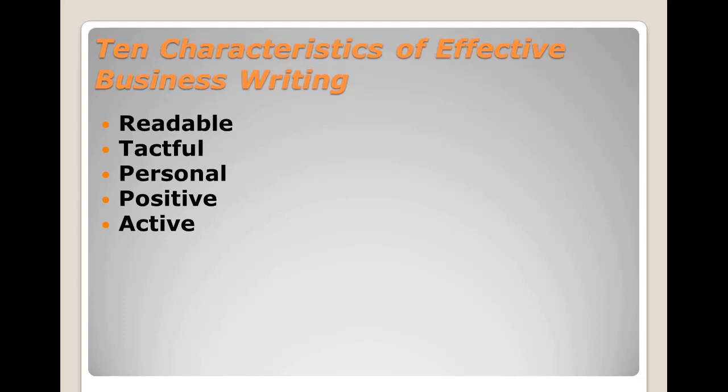Okay? So next, number 6, we have unified. Including only information related to the main message. Ensure all ideas in the document relate to the overall purpose. Eliminate unnecessary details. Clearly indicate how ideas within the sentences relate to one another. Check that paragraphs do not contain more than one central idea.